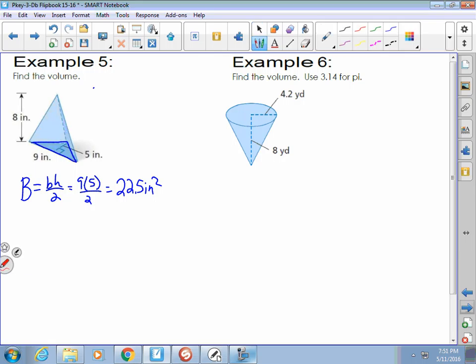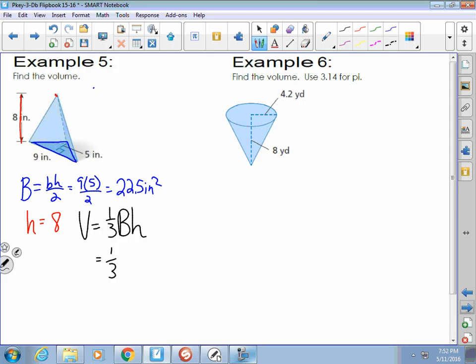Then we need to find the height of the pyramid. They're trying to show you right here that the height is the 8 inches because it's going from the base to the vertex, to the tip. So our height is 8. So now they want us to find the volume. Volume is 1/3 BH.